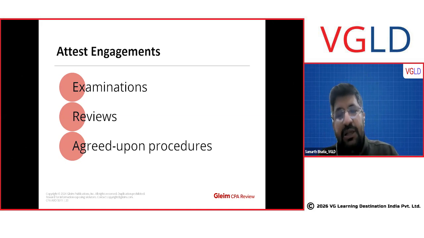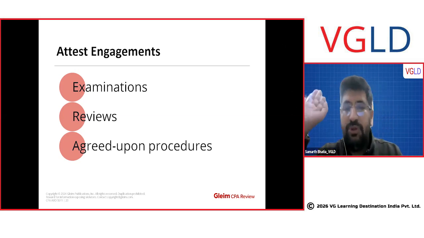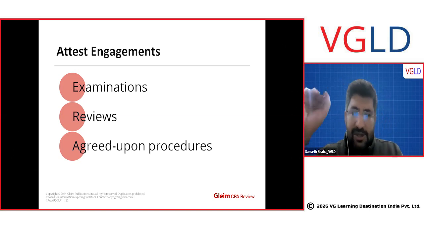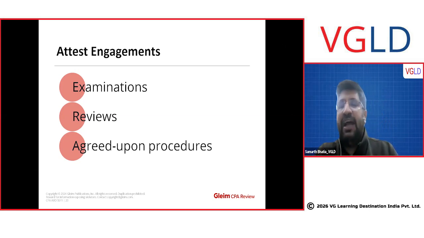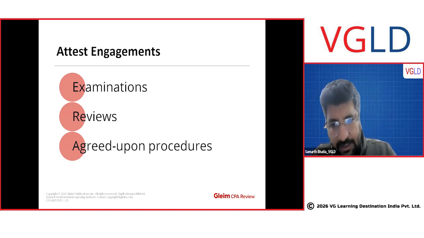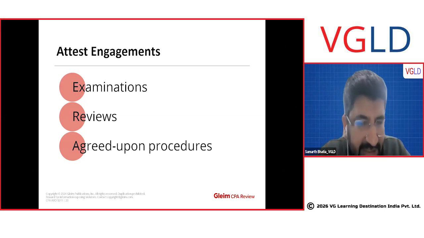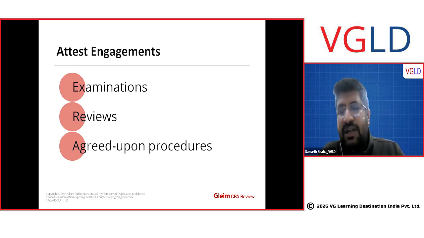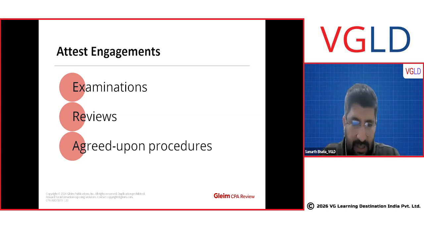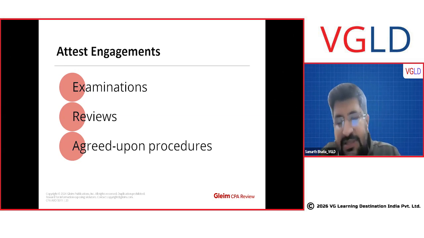Now within the attestation, there can be an examination, review, and agreed upon procedures. Examination is similar to an audit. In an audit, we have an entire financial statement; in examination, we have just a single subject matter. These are assertion-based engagements. A party other than the practitioner can make a written assertion, which states whether the subject matter is measured or evaluated using suitable criteria. In an examination engagement, the CPA directly examines and reports on the compliance with the contractual requirements.